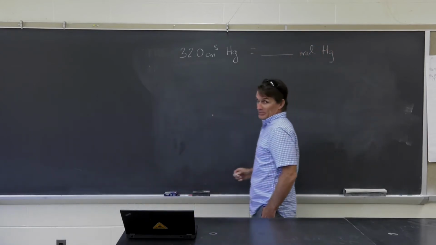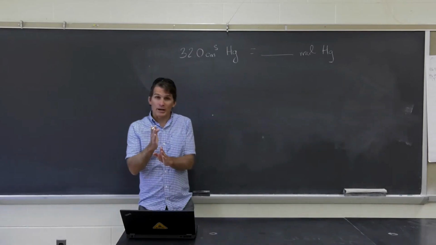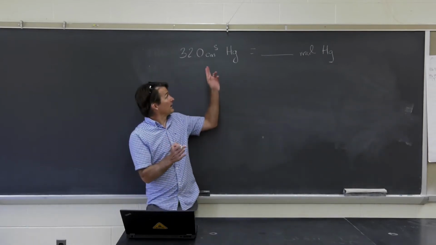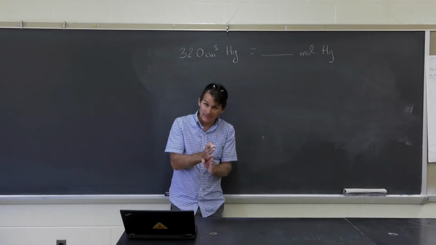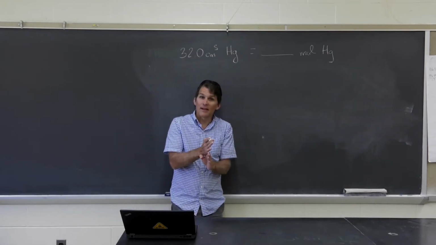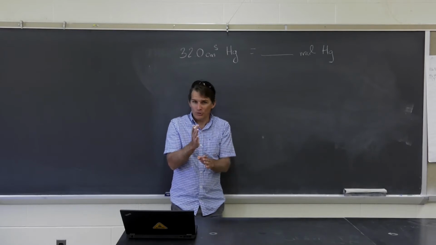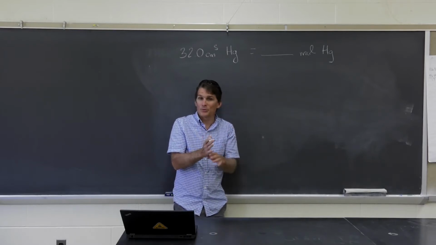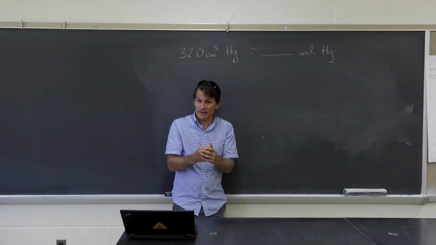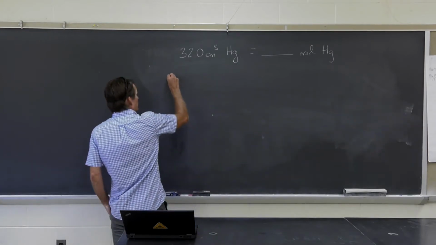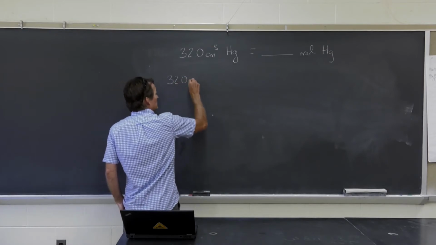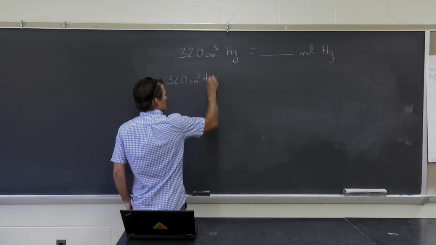So there's a couple steps in this one. What we're going to have to do is take this volume and convert it to mass using the density. And then once we convert to mass, you can always go from mass to moles. We can do that using the periodic table. So let's try it. I have 32 centimeters cubed of mercury.